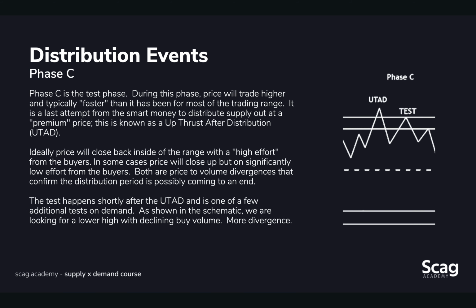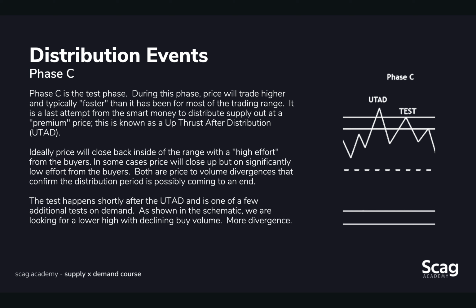Phase C, again, the test phase. During this phase, price will trade higher, and again, typically faster than it has been for most of the range. It is a last attempt from the smart money to distribute supply out at a premium price, right, getting the most for the shares as they can. This is known as the upthrust after distribution, a UTAD.